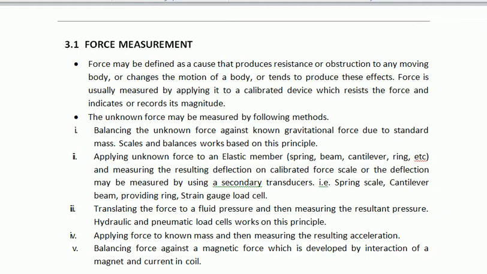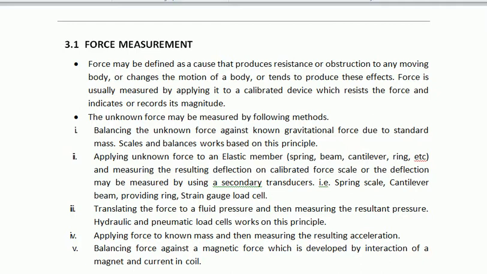Force measurement. Normally force can be defined as a cause that produces resistance or obstruction to any moving body, or the change in motion of a body, or tends to produce this effect. Force is usually applied to a calibrated device which resists the force and indicates or records its magnitude.